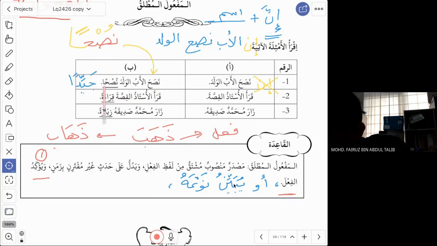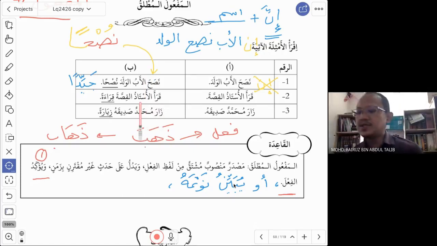You see, now the meaning has changed. But it is still using the maf'ul mutlaq. The difference is that you add an adjective after the maf'ul mutlaq. So if you see these 2 words, nushan jayyidan, then you know the function is no longer for tawkid, yu'akkidul fi'l, to emphasize. But now it is to explain the type, to explain the advice. What kind of advice is that? Okay, I give you another example.